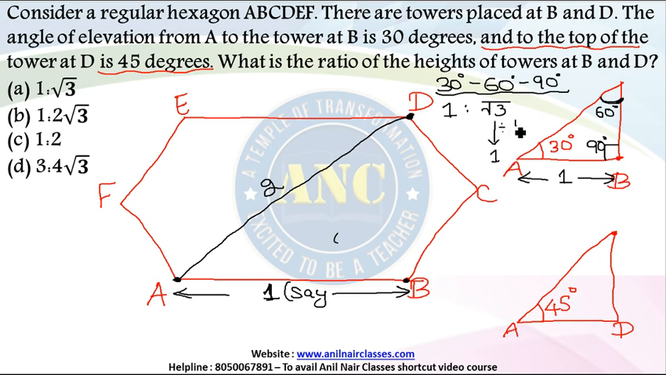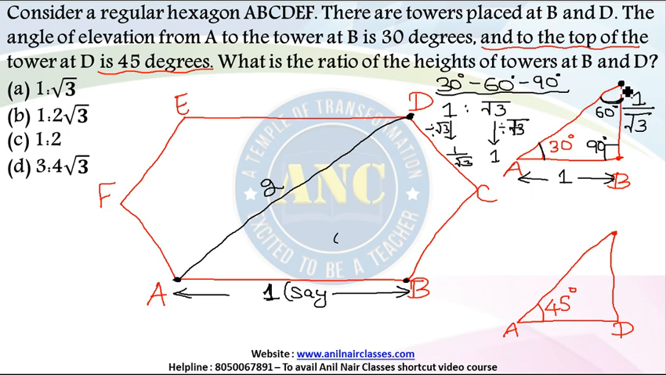√3 divided by √3 is nothing but 1, and 1 is also divided by √3. That means the side opposite to 30 degrees should be 1 by √3. I hope you are understanding, right? It should be 1 by √3. What is this 1 by √3?